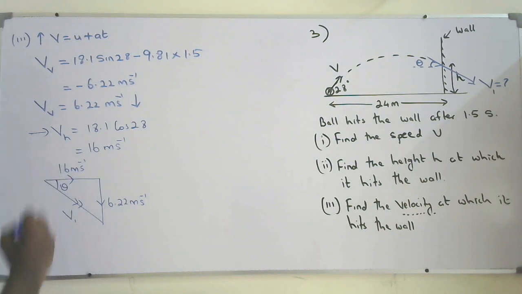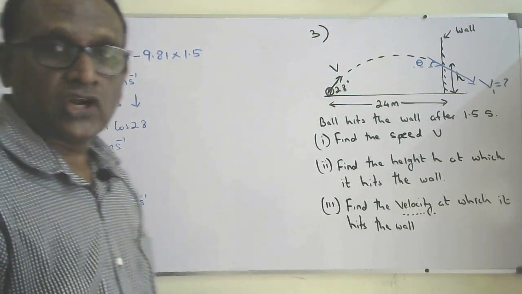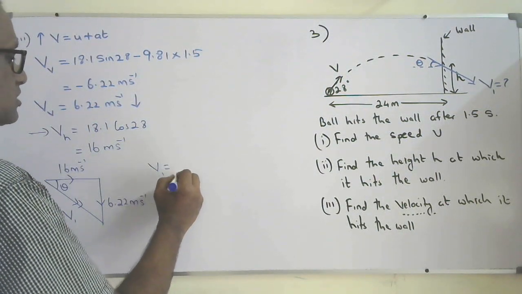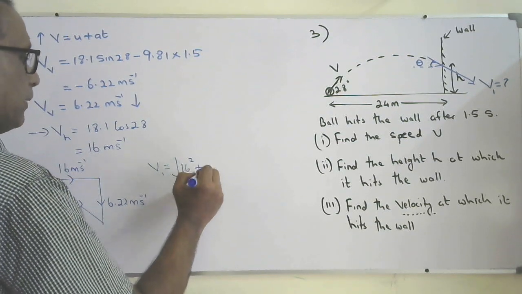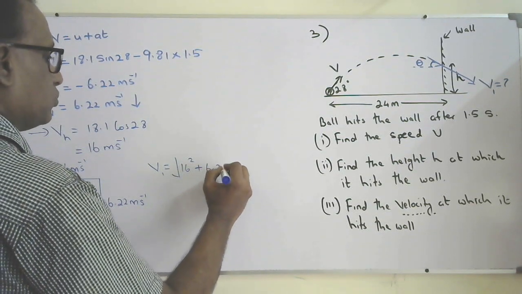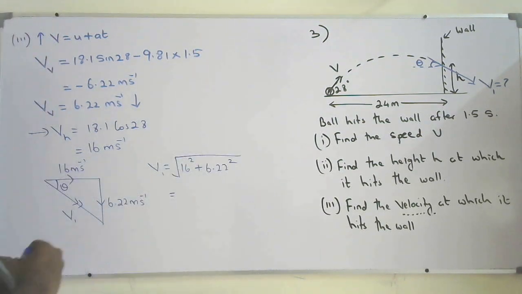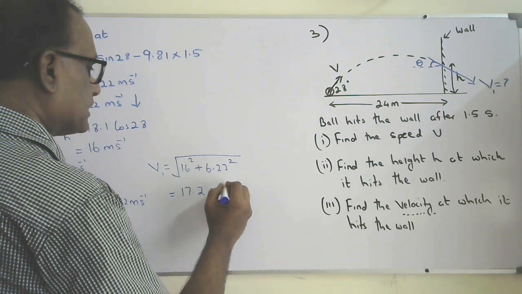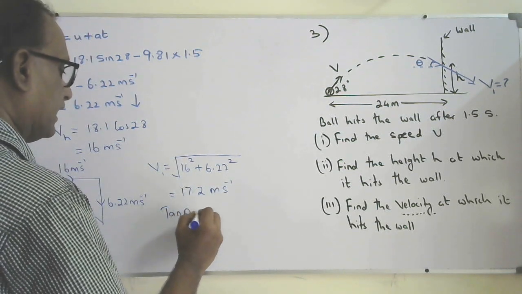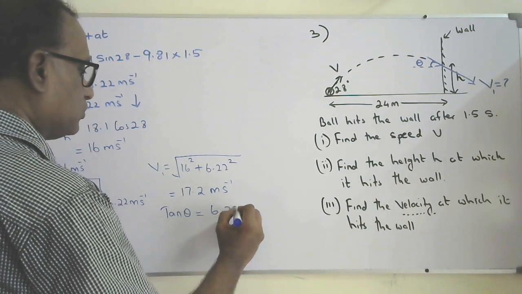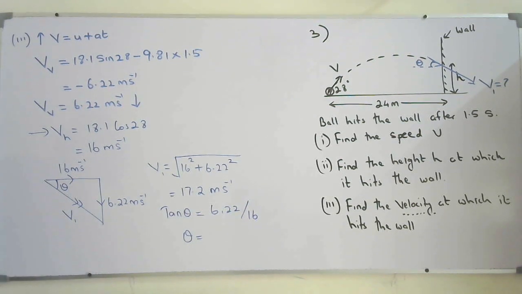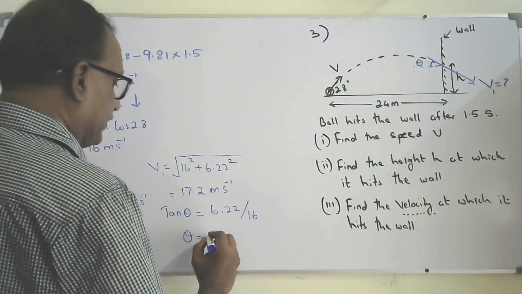This angle theta I need to find. Velocity is a vector quantity, so I can find v1 by using the Pythagoras theorem. So v1 is equal to the square root of 16 squared plus 6.22 squared. That will be 17.2 meters per second. For the angle, I can say tan theta is equal to opposite, 6.22, over adjacent, 16. Find theta. So 21.2 degrees.